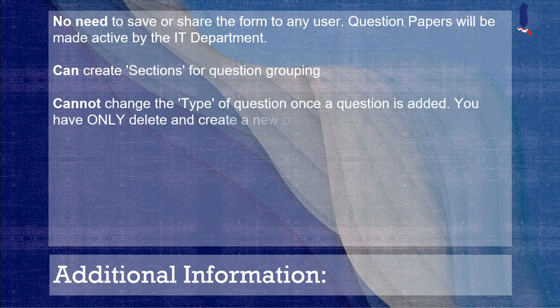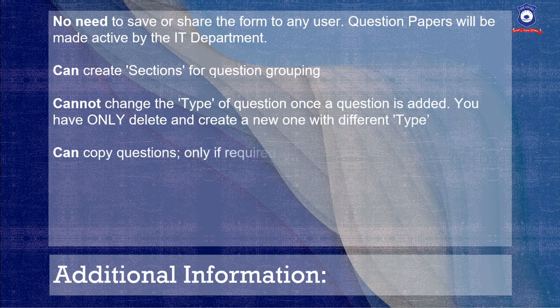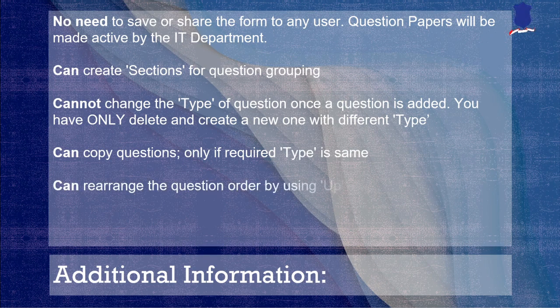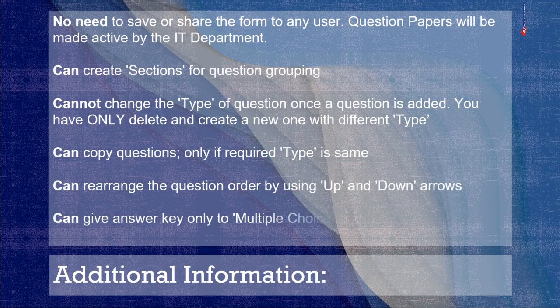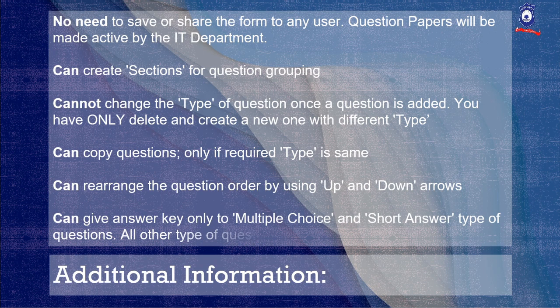Can create sections for question grouping. Cannot change the type of question once a question is added. You can only delete and create a new one with a different type. Can copy questions only if the required type is the same. Can rearrange the question order by using the up and down arrows for the question types. Can give answer keys only to multiple choice and short answer type of questions. All other types of questions require manual evaluation.